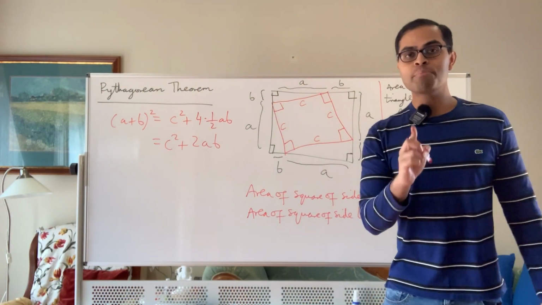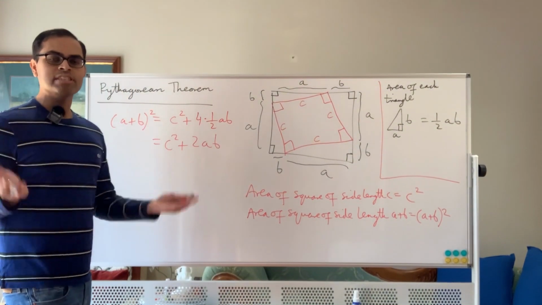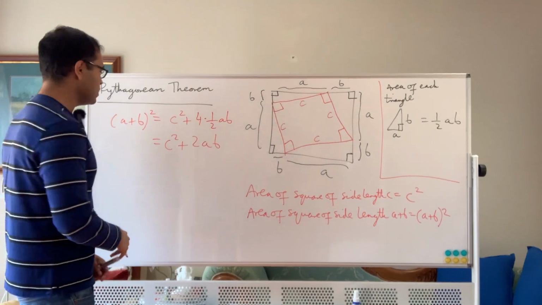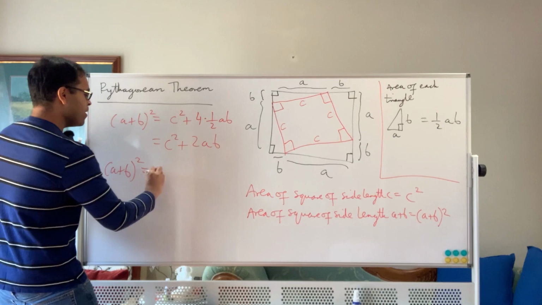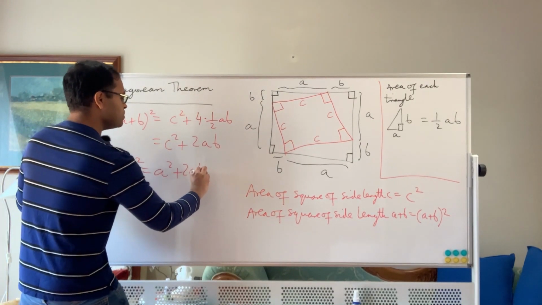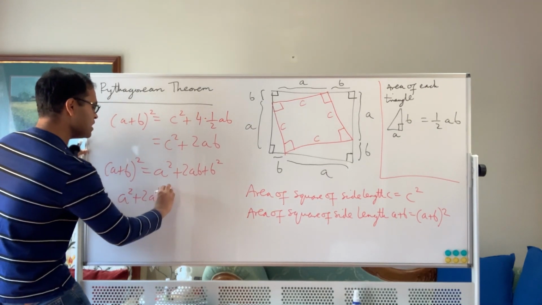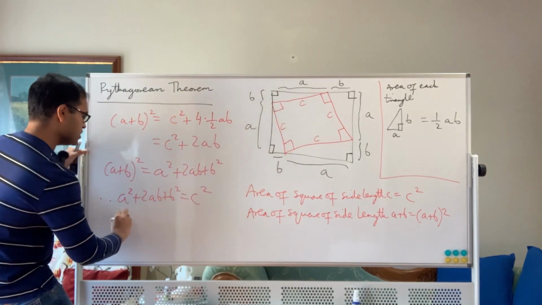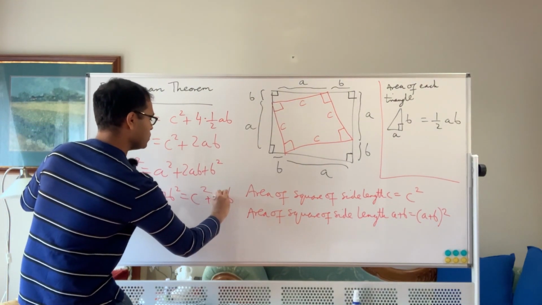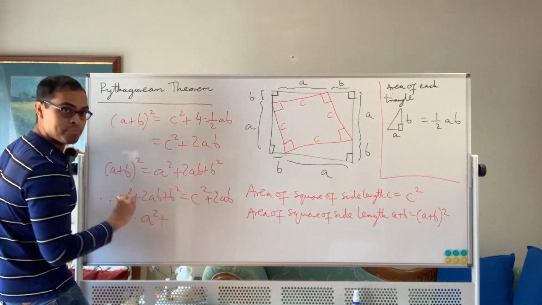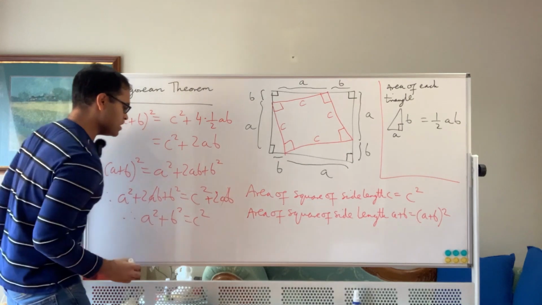Now we use the binomial theorem. I've done a video on it. If it's uploaded at the time you're watching, links will be down below in the description. But it's a famous theorem. It basically says that a plus b squared is a squared plus 2ab plus b squared. So therefore, we know that a squared plus 2ab plus b squared is equal to c squared plus 2ab, which therefore means that a squared plus b squared is going to equal c squared once we cancel off the 2ab's from both sides.